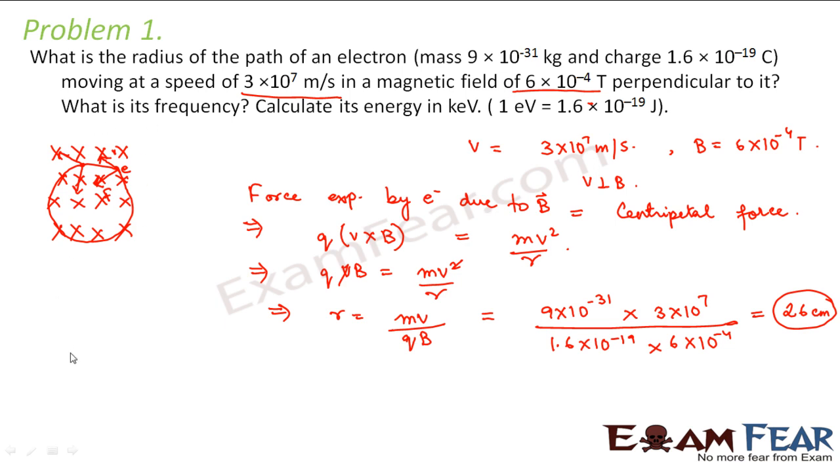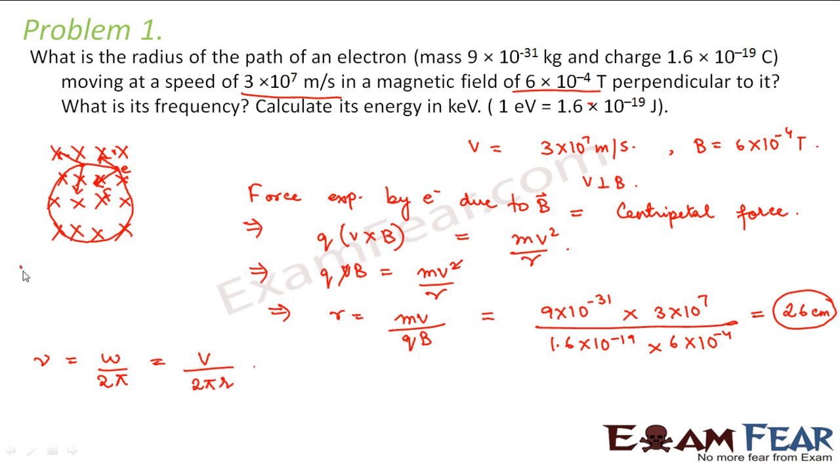Now it is also asking to calculate the frequency. Now for frequency also, if you go on similar lines, you will get the frequency of rotation is equal to, we know that this is omega by 2 pi. And what is omega? Omega is nothing but V by R. So this is V by 2 pi R.